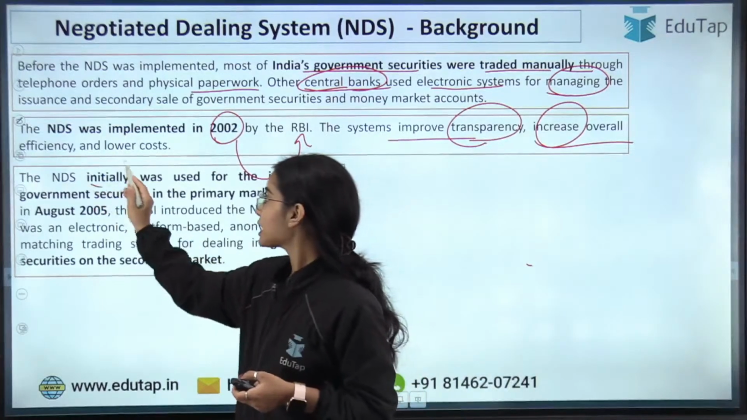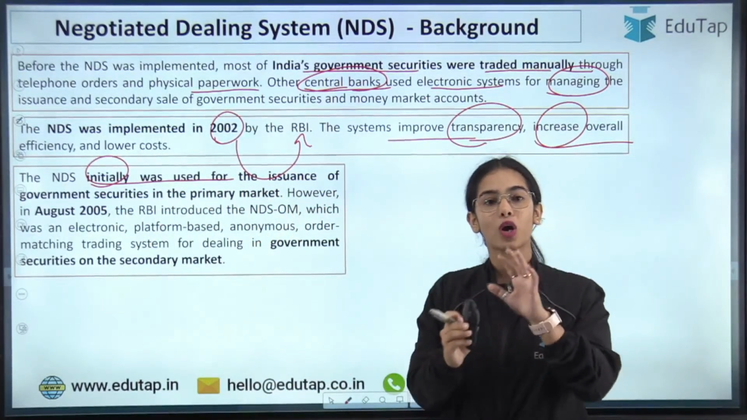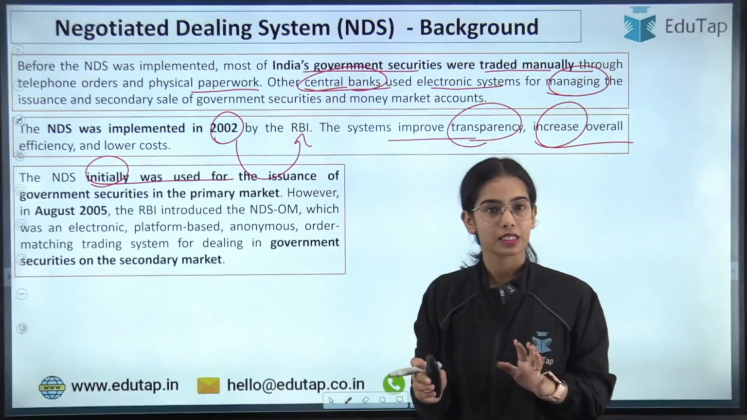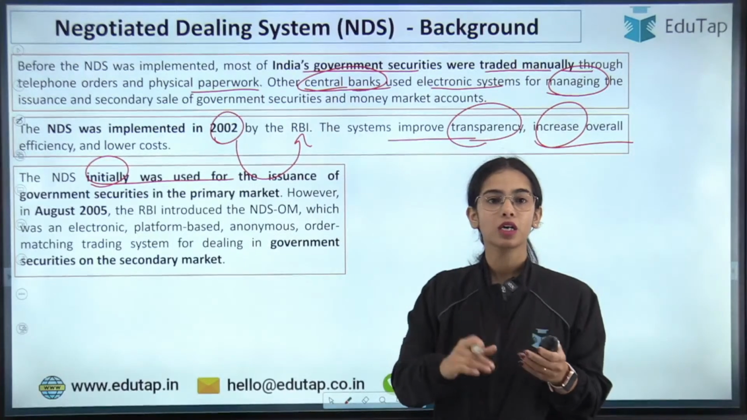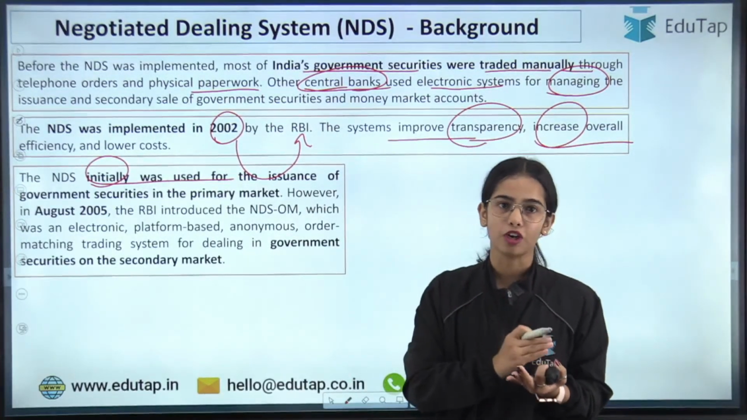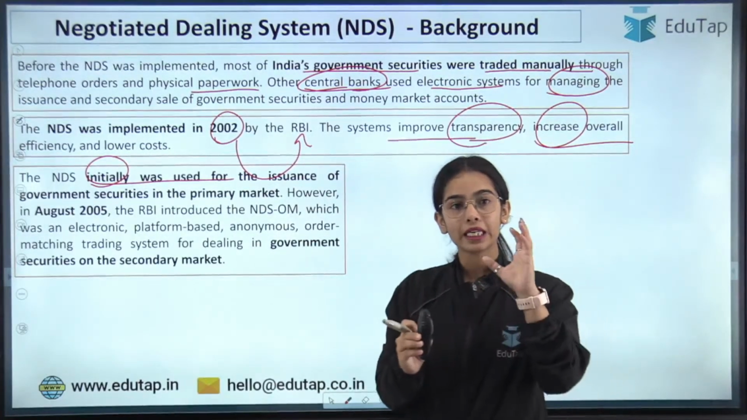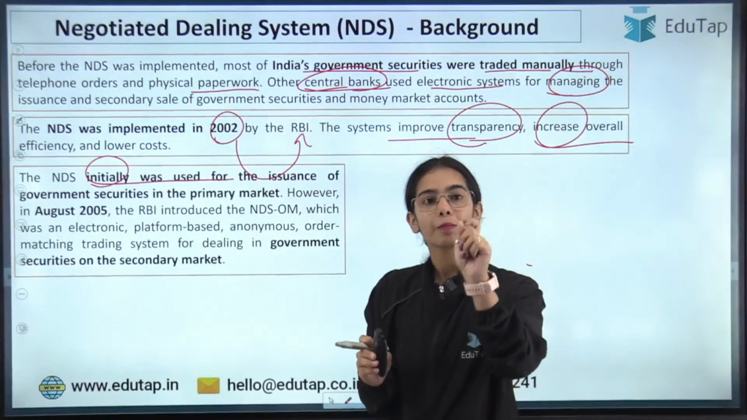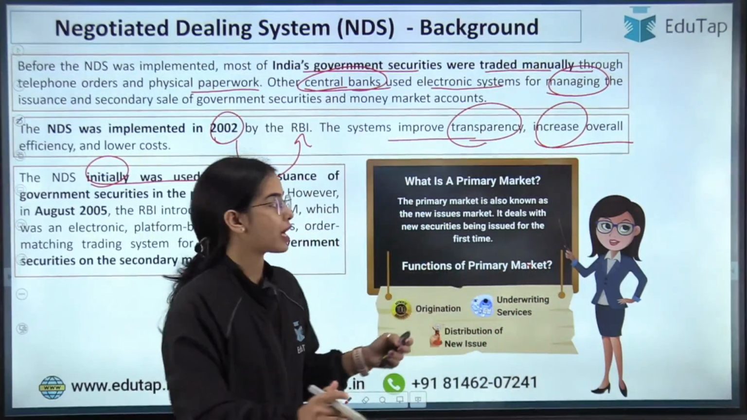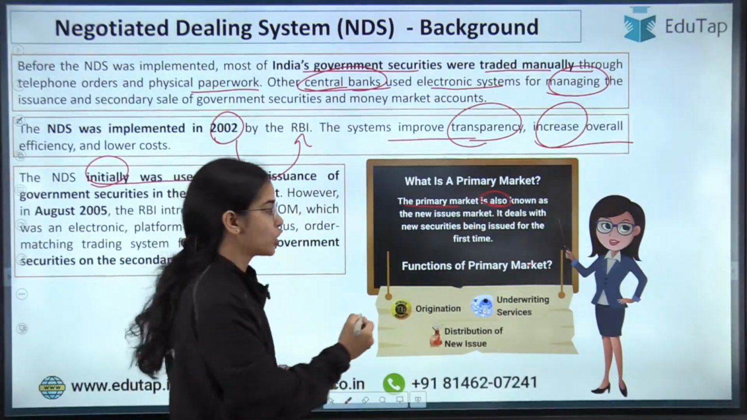Now the NDS was initially used for the issuance of government securities by the RBI. So RBI used to issue the government securities through the negotiated dealing system, and through this system the banks, the other primary dealers and such, could ask for the government securities or could buy the government securities from RBI. So NDS was originally for the primary issuance. Okay, primary issuance, I hope you know primary market. The primary market is also known as the new issue market.